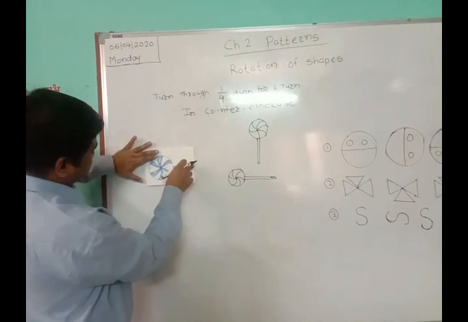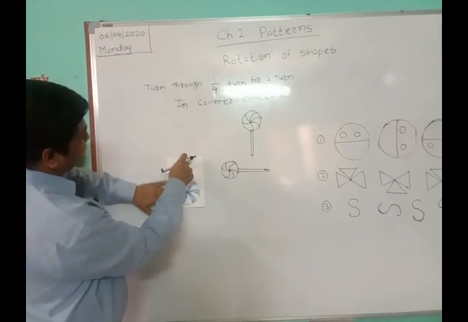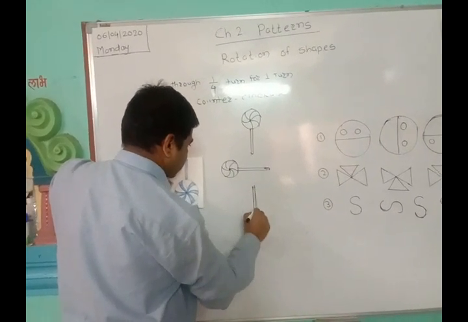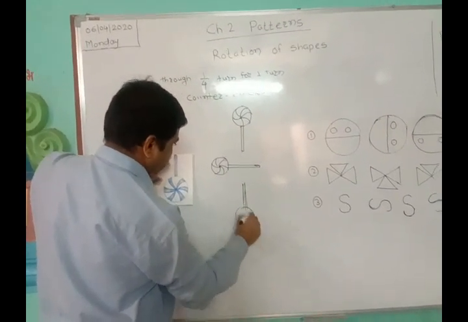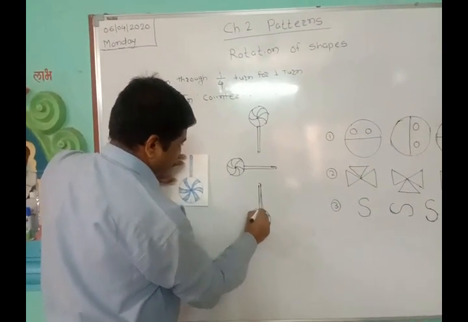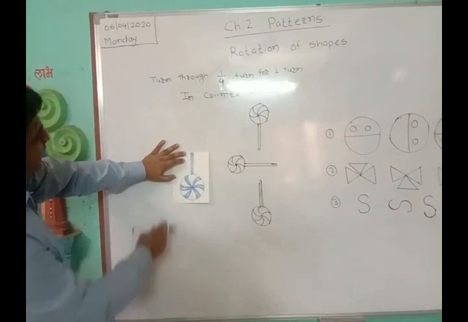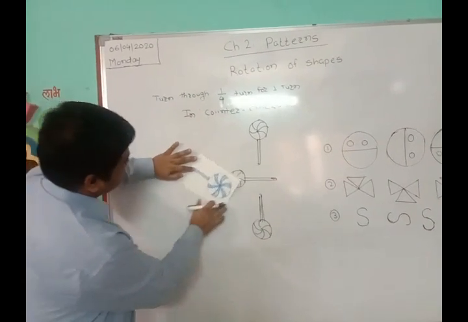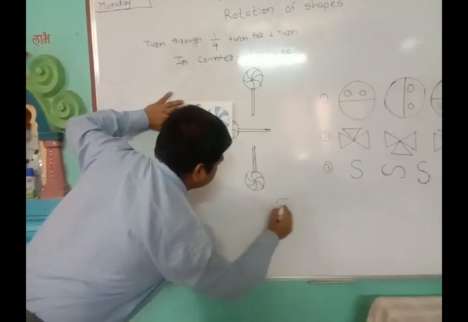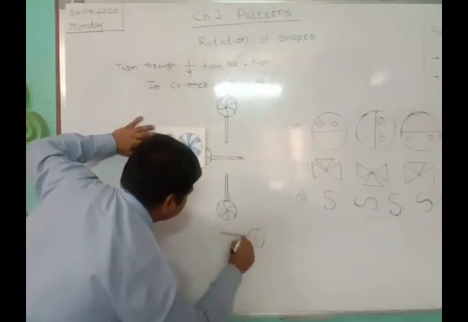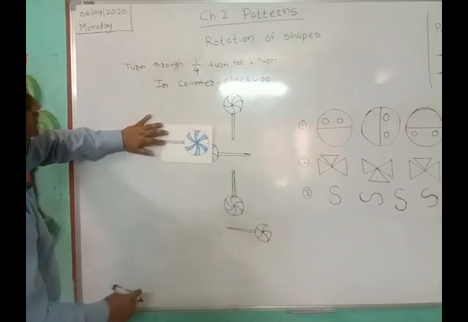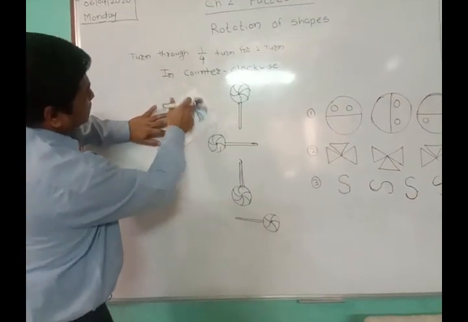When I again turn it one fourth of a turn, your next position will be where the circle is down, and your next position will be circle to the right and handle to the left, and the final position will be its original position.